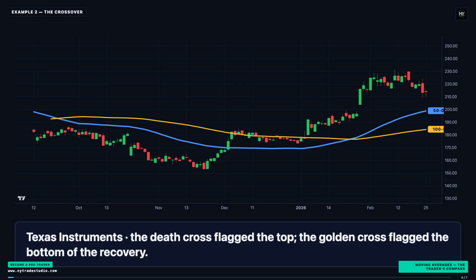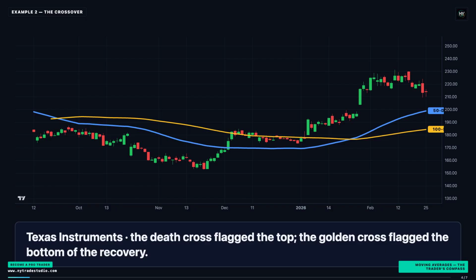This is Texas Instruments across about 5 months, and this time we put two averages on the chart, the 50-day in blue, our fast line, and the slower 100-day in amber. The whole concept in one sentence: when the faster line crosses the slower one, the recent trend is overpowering the older one. Your early signal that momentum has flipped. Watch it happen twice in opposite directions.